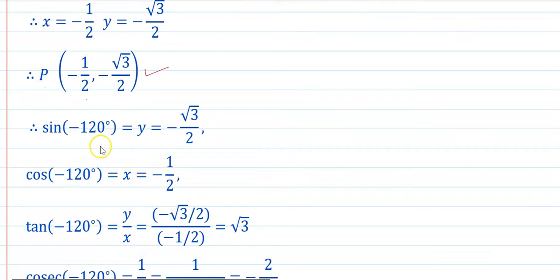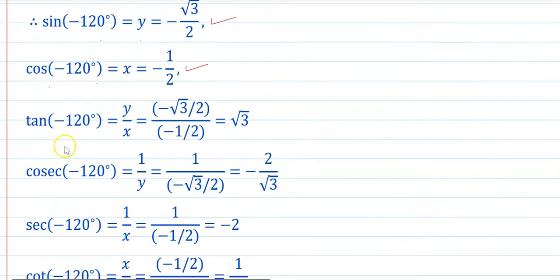Therefore, sine of minus 120 is equal to y, minus root 3 by 2. Cos of minus 120 is equal to x, minus 1 upon 2. Tan of minus 120 is y upon x, minus root 3 by 2 upon minus 1 upon 2.